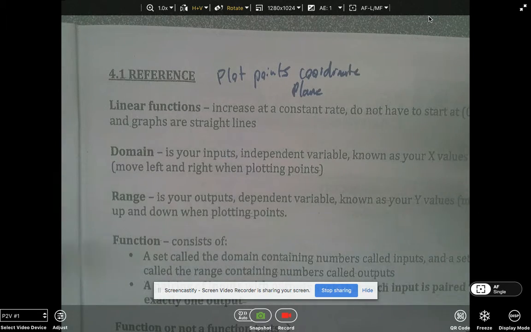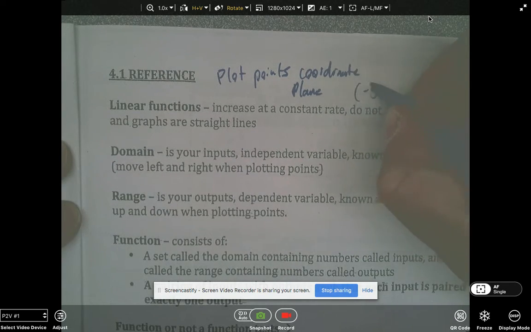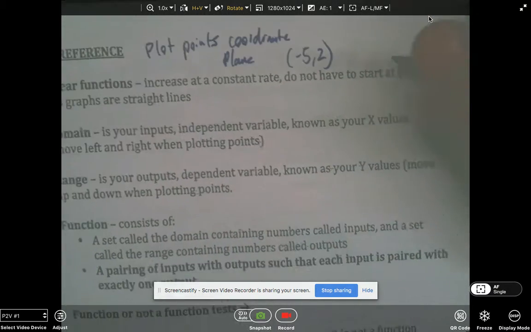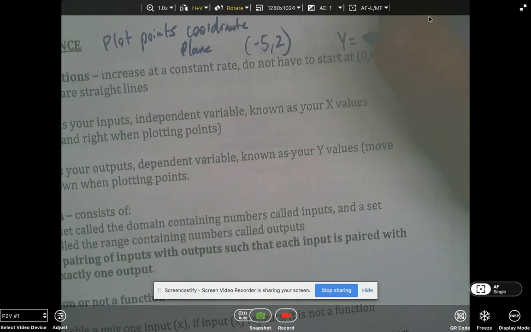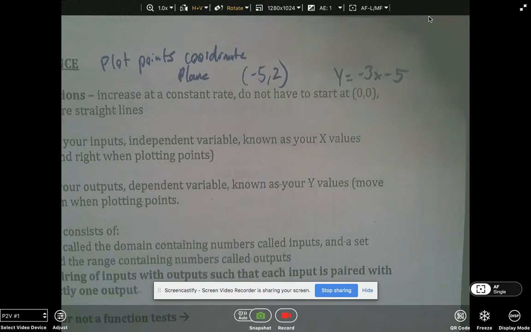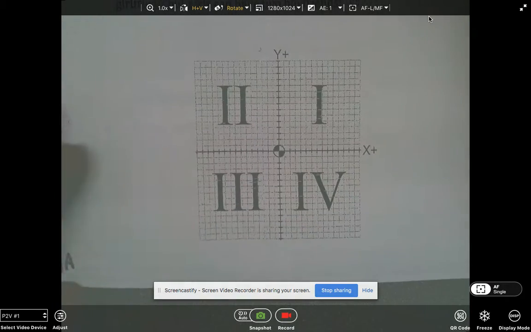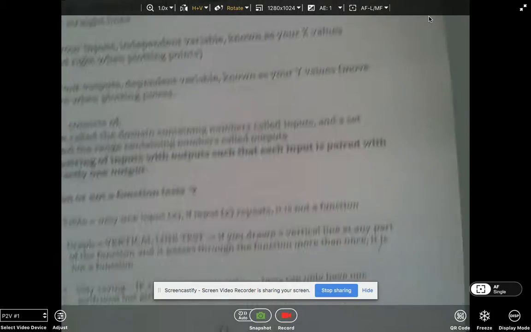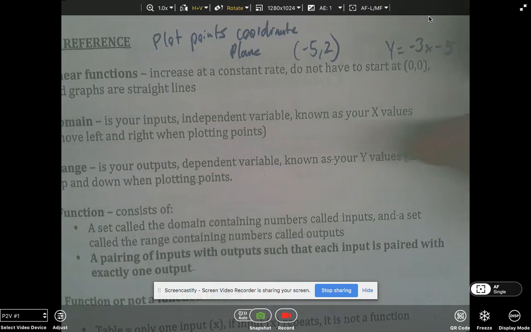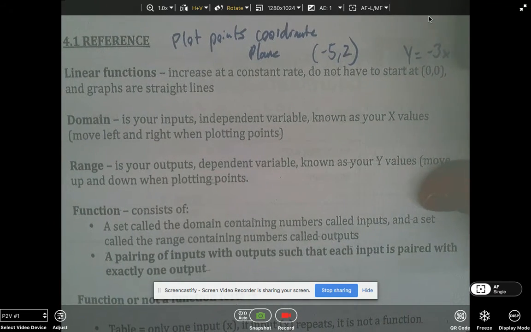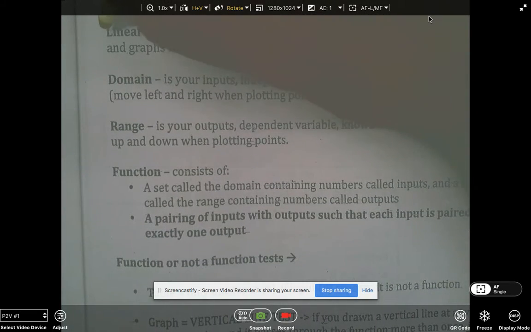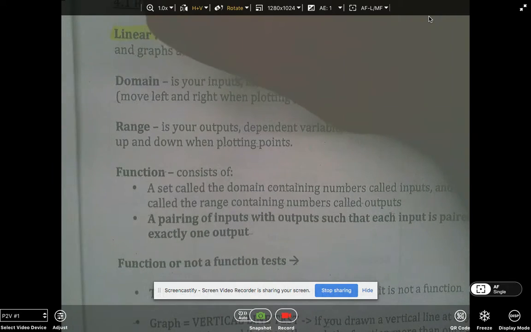You're going to end up doing that from an ordered pair, something like -5, 2, which is super simple. You'll also plot points from linear functions like y equals -3x minus 5. The other thing we're going to learn a lot about in this section is quadrants. So we'll also learn about the 4 different quadrants so you can identify where the coordinates are for the plane.